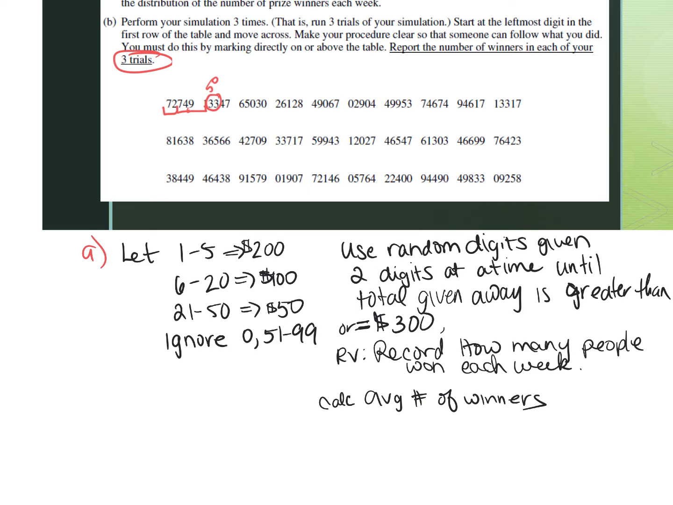We're going to give away at least $300. So since it says perform the trial 3 times, you have to get to 300 or more 3 times. 3 times, yes. Okay, so 47. That's 50. 65 is ignore. 3 is 200. So that's the end of my trial because I gave away $300. Trial 1 is how many winners? 3 winners.